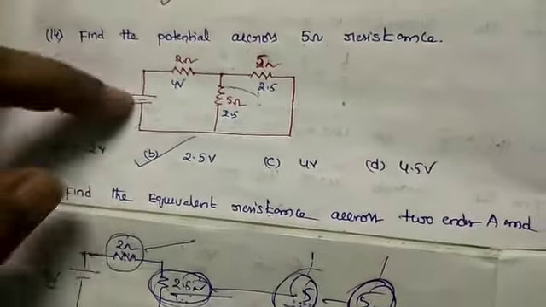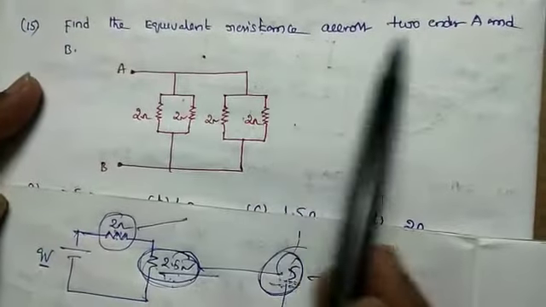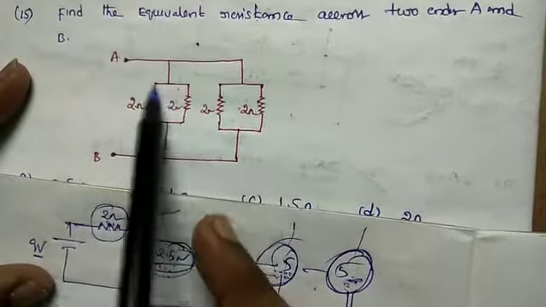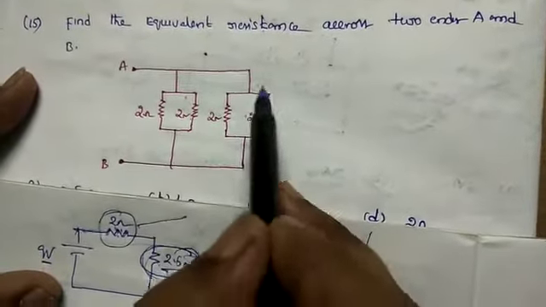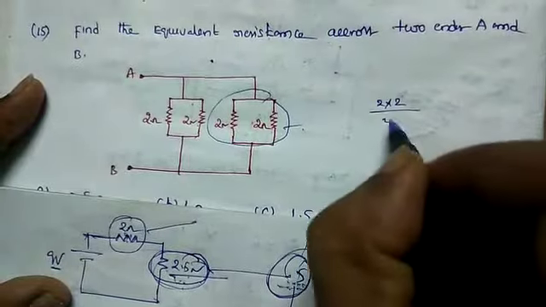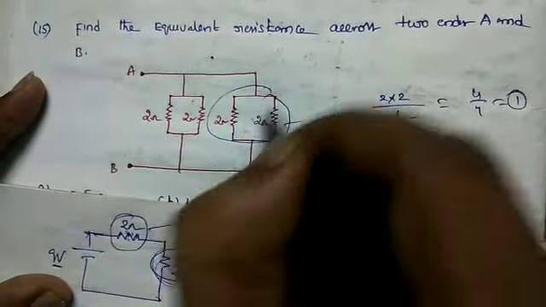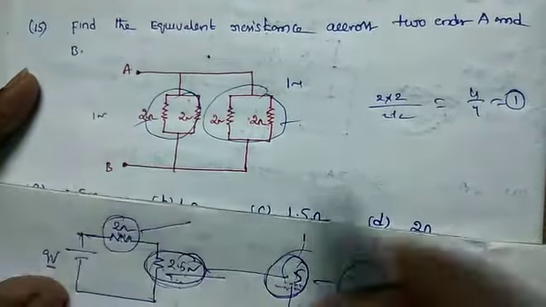If this problem cannot be understood, you can give me the reply. Okay, let's see this one. This is also very easy. Find the equivalent resistance across the two ends A and B. This is A, this is B. In between A and B, the parallel resistances are 2 ohms, 2 ohms, and 2 ohms, 2 ohms. First of all, this parallel resistance carries 1 ohm. That means 2 into 2 by 2 plus 2, that means 4 by 4, that is equal to 1. So this carries 1 ohm, and this also carries 1 ohm.